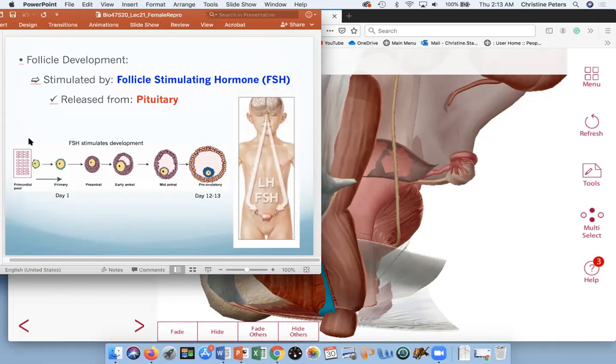So follicle stimulating hormone in females drives follicular development, and follicle stimulating hormone in males drives spermatogenesis, or spermatid development. It's released from the pituitary gland, and then it travels systemically to the ovaries, where it starts to encourage these follicular cells and the oocyte they surround into development.